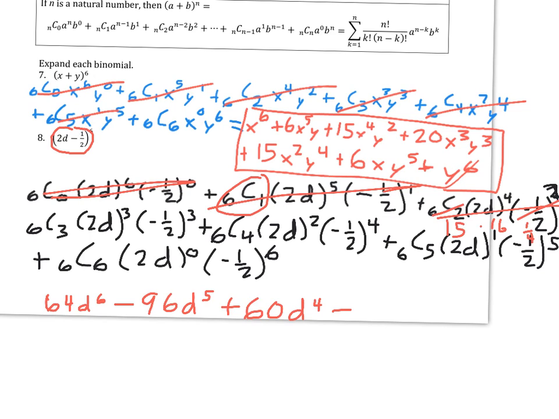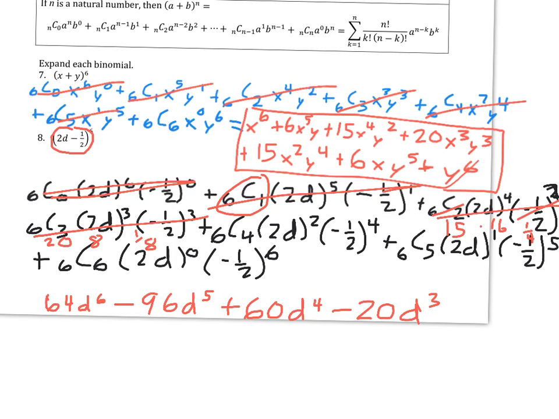Alright, 6c3 is 20. So this is 20. 2 to the 3rd is 8. 1/2 to the 3rd is 1/8. I'm ignoring the negative because we're just going to use the alternating strategy to figure out whether it's positive or negative. So 20 times 8 times 1/8 makes 20. So minus 20 d to the 3rd. Alright, so this one's done.